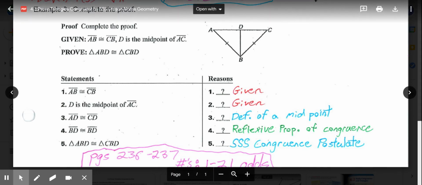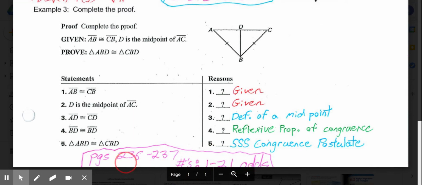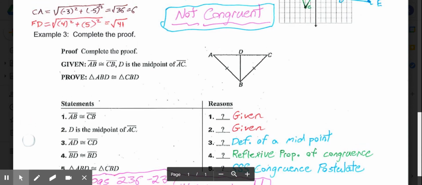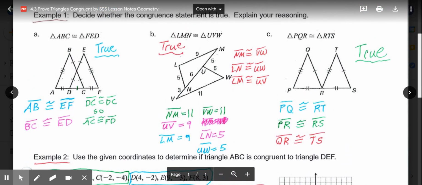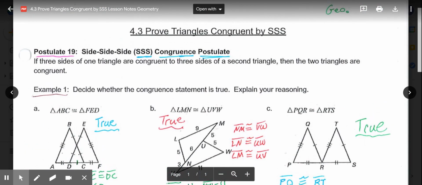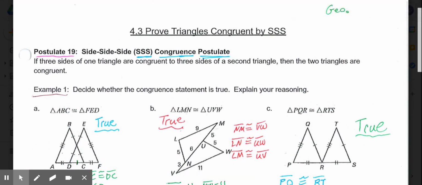And again, you can ignore the page numbers down here, go with the ones that are posted in Google Classroom with the assignment. So the main idea goes back to just this very first postulate. If three sides of one triangle are congruent to three sides of a second triangle, then those two triangles are congruent to each other.